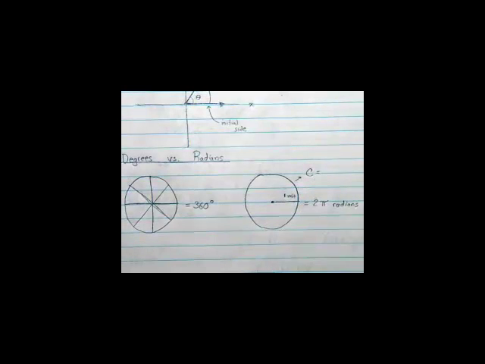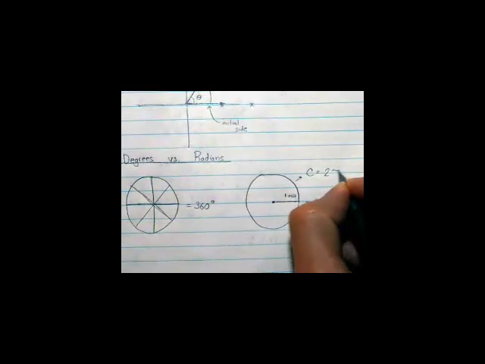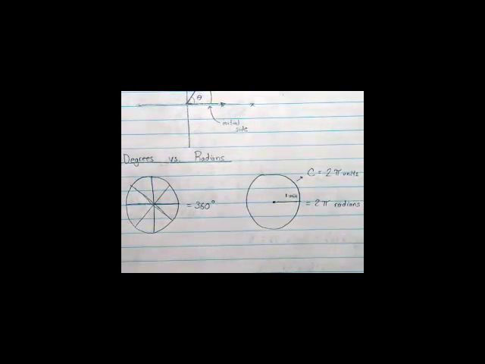You guys remember the formula for circumference of a circle? 2 pi r. So if the radius is 1 unit, what's the circumference? 2 pi times 1, which is 2 pi. Notice anything? The circumference and the radian measurement all the way around are the same. Okay? That's where a radian came from.